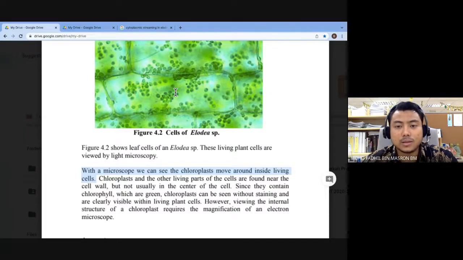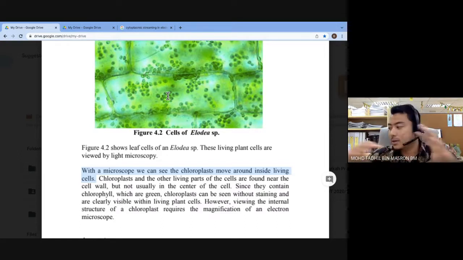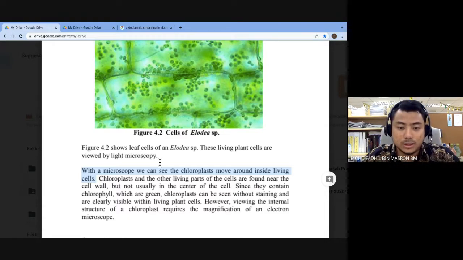If you look, this one is in the middle of the cell, but do remember that we are looking at this cell from the top view. So when we are looking at the top view, even though this may appear at the center of the cell, it is the one near the cell wall at the top part that we are looking at. So actually, if I have a 3D of the cell, most of the chloroplasts are mostly found just beneath the cell wall.